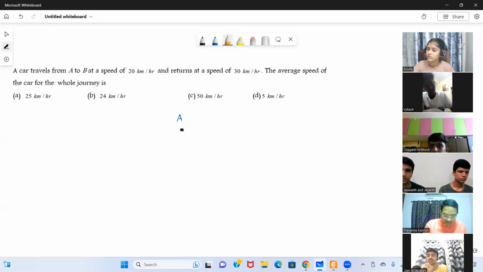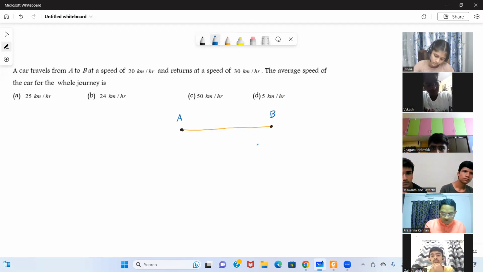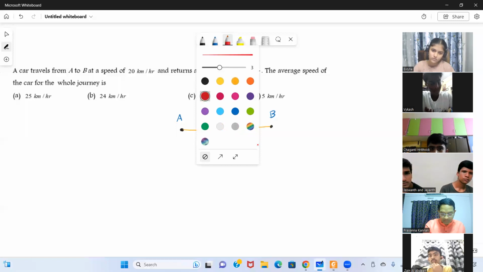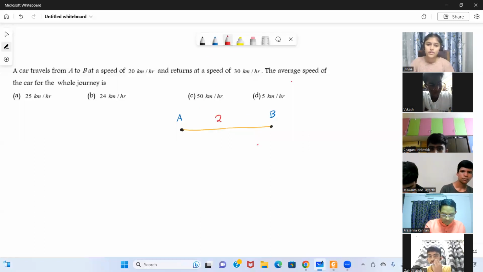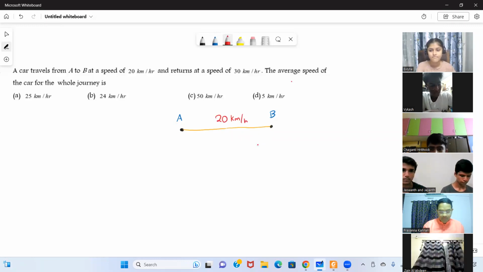So let's say the car is going from A to B, okay? And what is the velocity with which it's going? 20 km per hour, correct? Let us say the distance is D, okay? Distance is D between A and B, okay? Now what is happening? The car is returning from B to A.